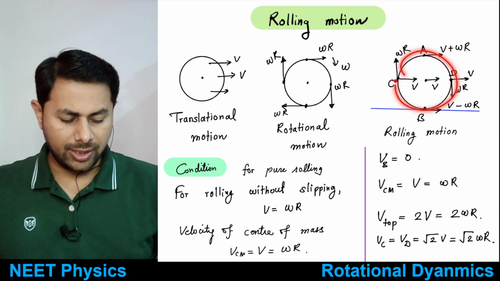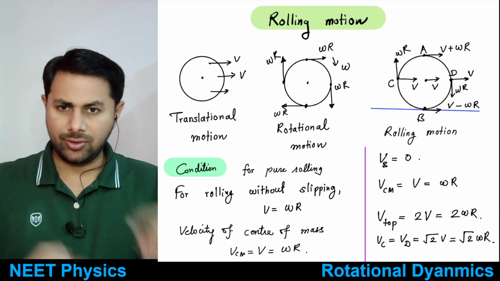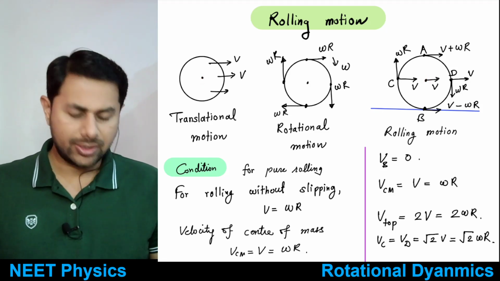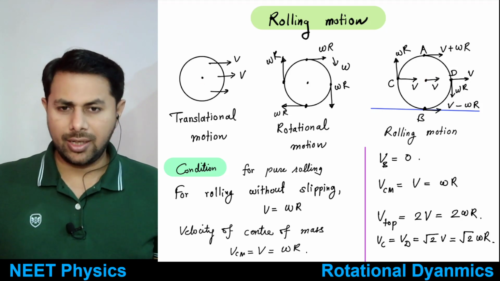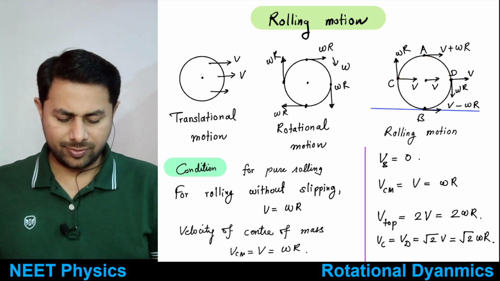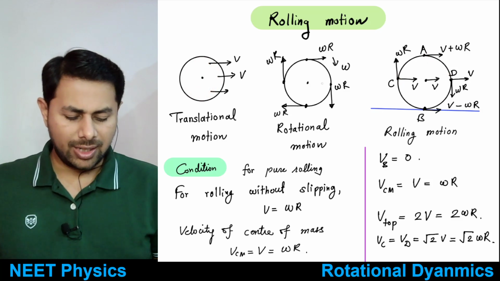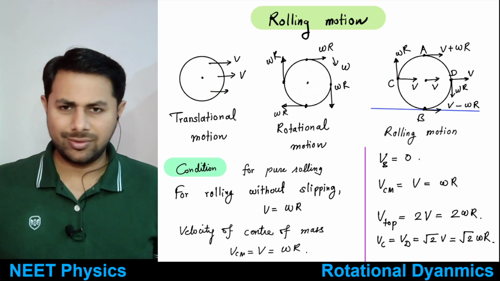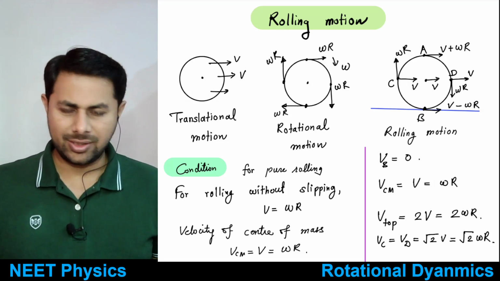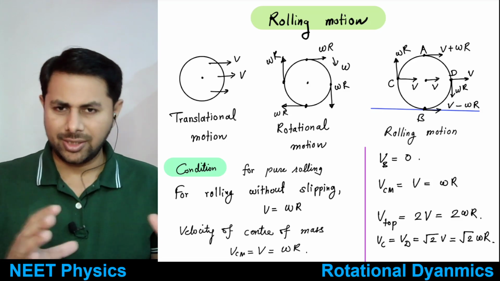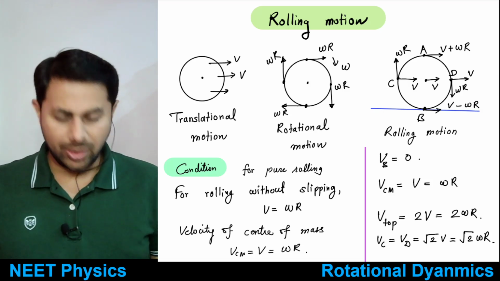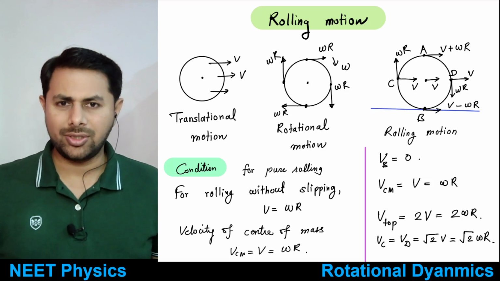So now if rolling motion is a combination of these two, translational motion and rotational motion, that means if the body is rolling and its center of mass, which is the center, is moving with velocity v, then what will be the velocities of different points? It will be just the sum of velocities in translational motion and velocities in rotational motion, because rolling motion is a combination of translational and rotational motion.